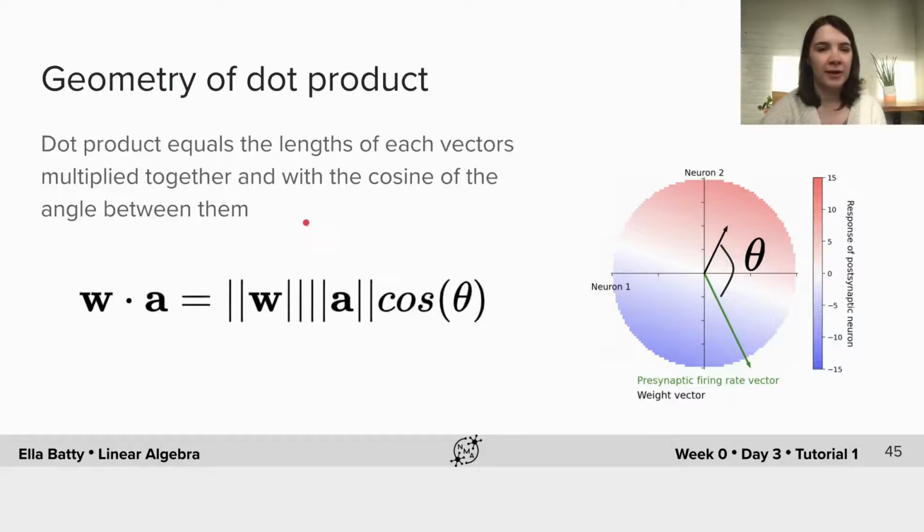So the dot product equals the lengths of each of the vectors multiplied together, and then multiplied with the cosine of the angle between them. So you can see that this formalizes what you intuited from the demo, that the dot product depends on the lengths and the angle. And this has a couple interesting effects for us.